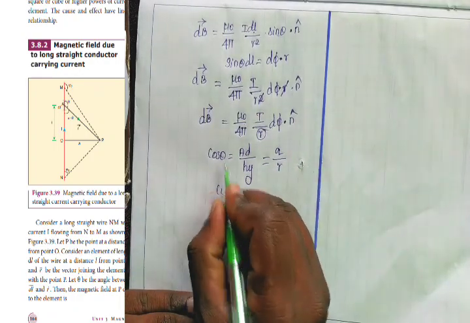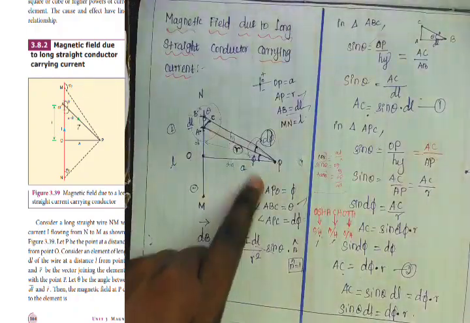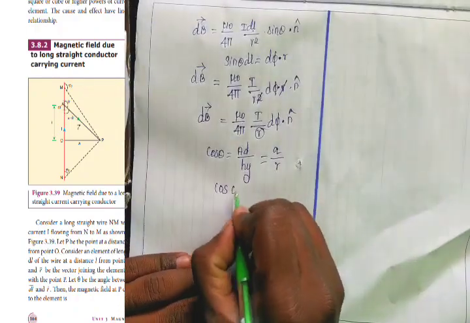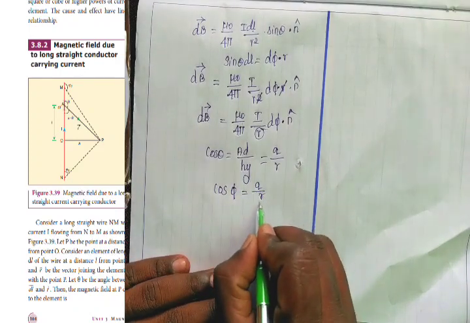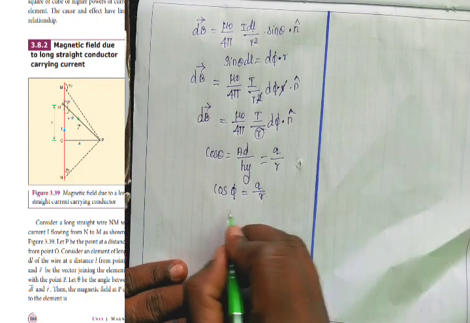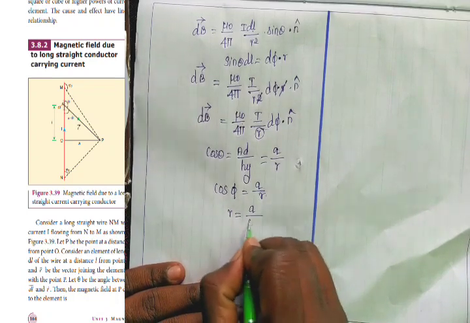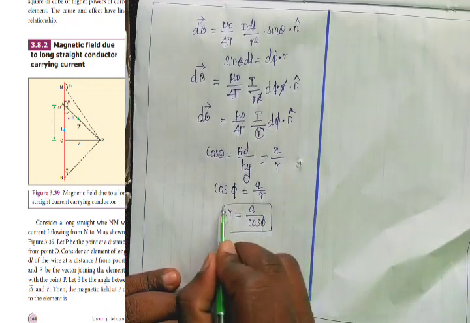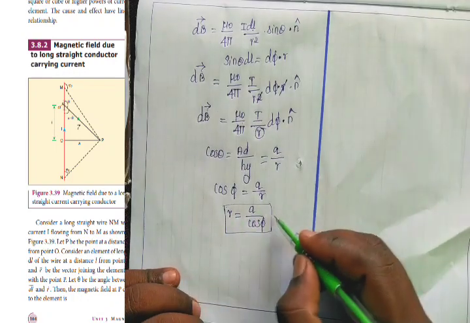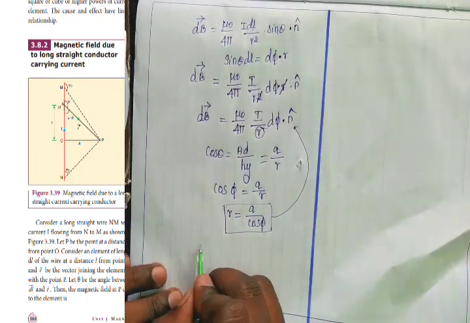So cos, here the theta value is phi, so cos phi is equal to A divided by R. We need R, so rearrange the equation: R is equal to A divided by cos phi. We calculated the R value. Next we want to substitute the R value from the above equation.